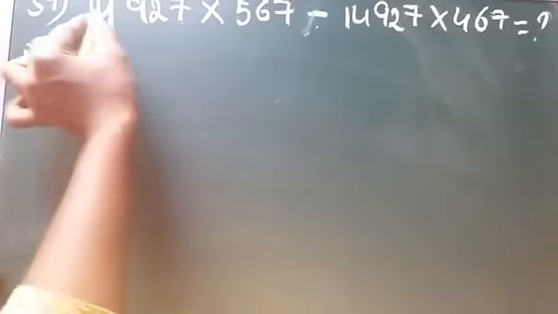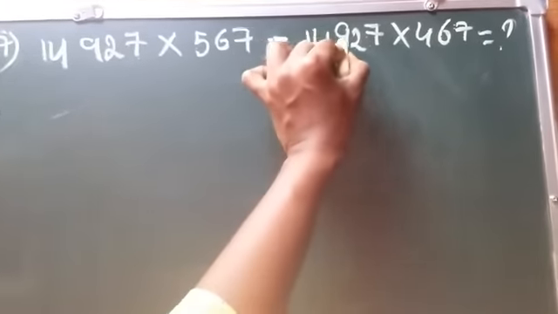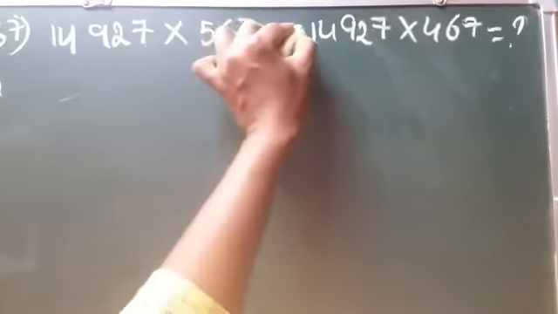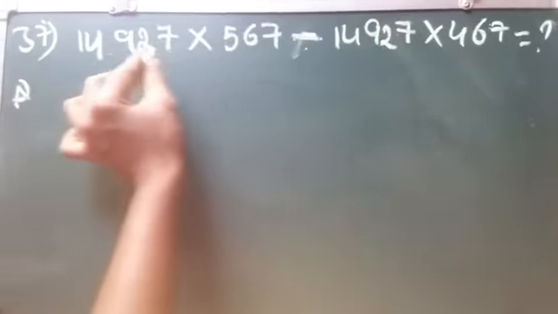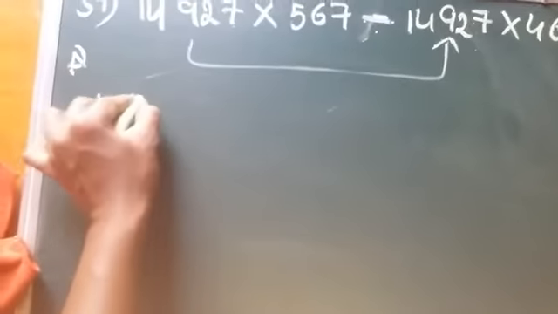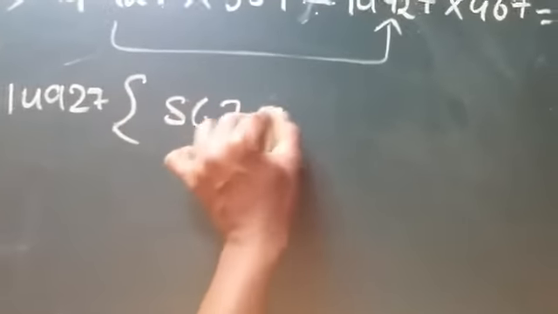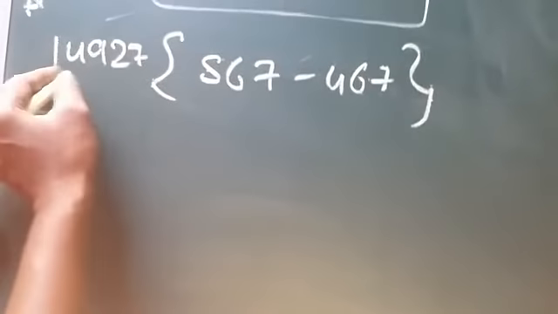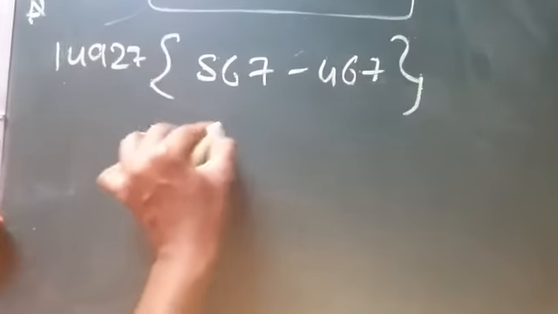See the next question. 14927 into 567 minus 14927 into 467. In the previous problem we have added, but here we have to subtract. And there is a common number 14927. Let us take it as common. Subtract 467 from 567. With that result multiply 14927. You will get the answer. Let us subtract these two.